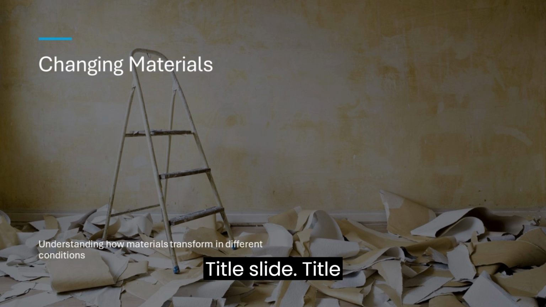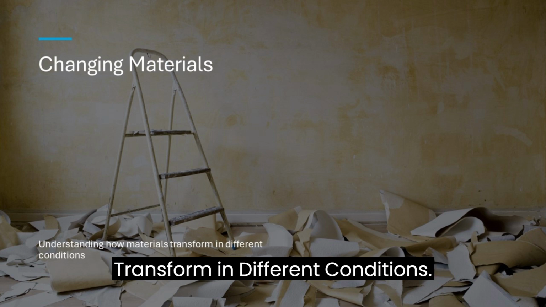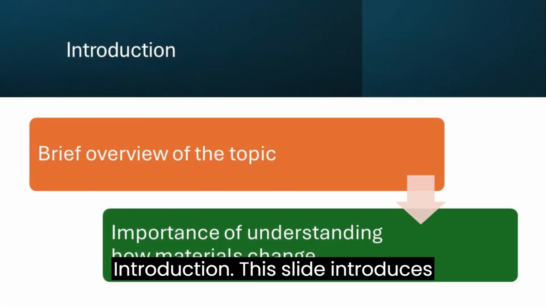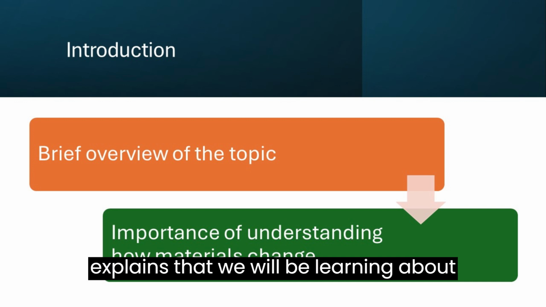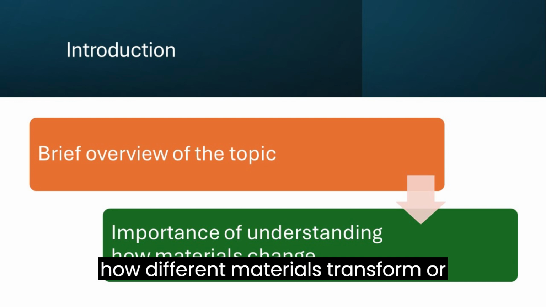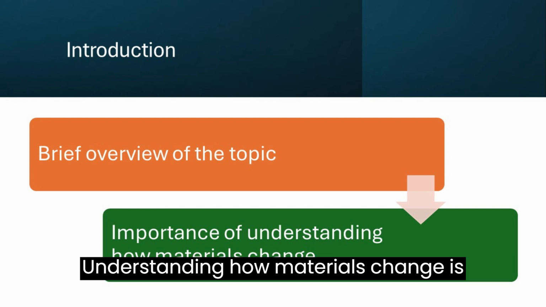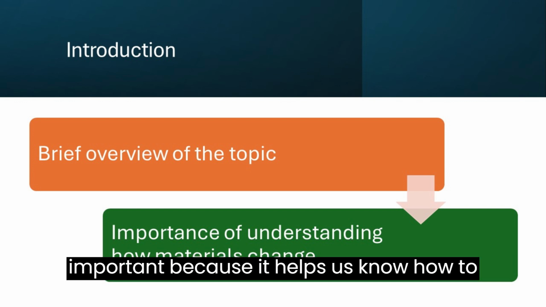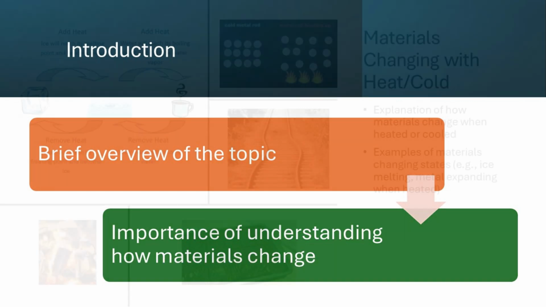Title slide. Title: Changing Materials. Subtitle: Understanding how materials transform in different conditions. Introduction. This slide introduces the topic changing materials. It explains that we will be learning about how different materials transform or change under various conditions. Understanding how materials change is important because it helps us know how to use them effectively and safely.